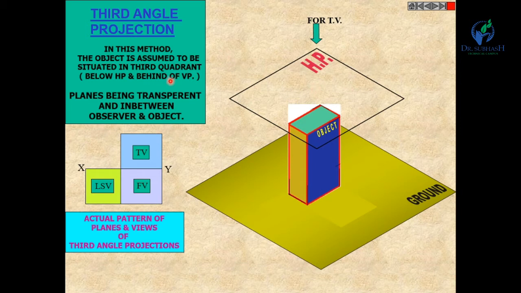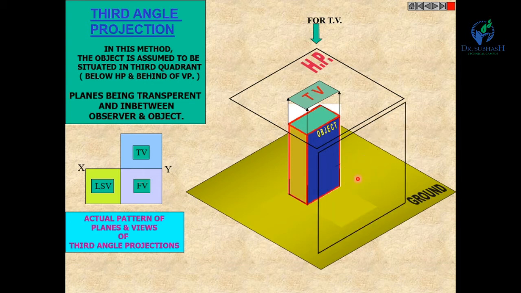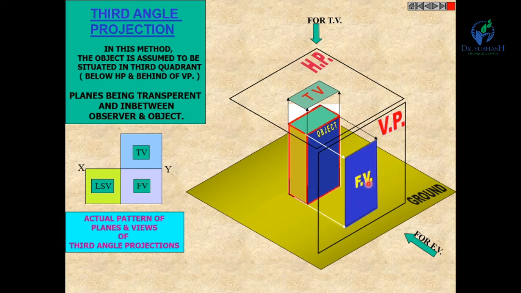That's why it is written here, the planes being transparent. Okay, planes being transparent. Now the projections looking from the top is on HP. So this view is known as the top view. Here this plane is VP. Observer is here. So for the front view, you can see the plane is in between object and observer, and this plane is transparent. And the projections of this object is on VP. So this view is front view, right?